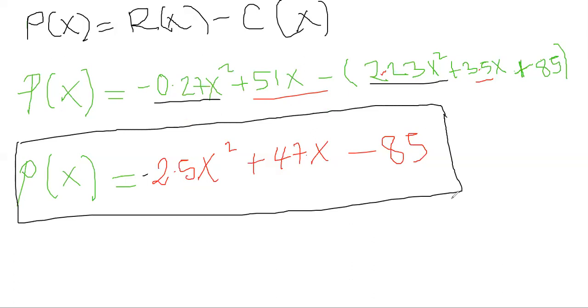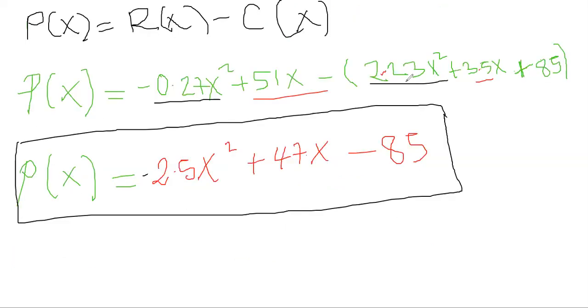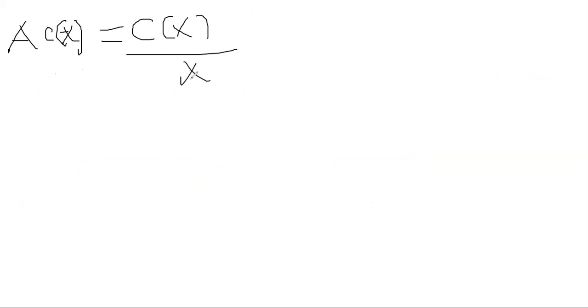So what is left now in the first question is the average cost. So let's go and calculate the average cost function. We know that the formula for average cost is equal to total cost divided by quantity. So we know our total cost here is what?